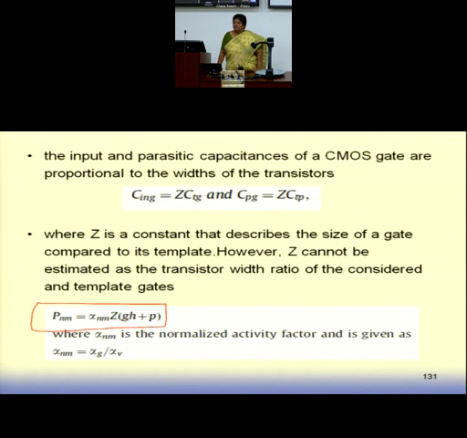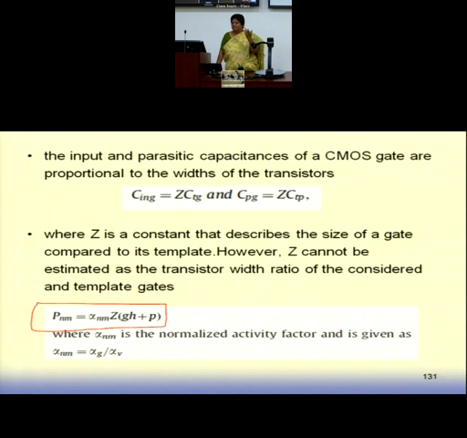Why am I doing this? Because ultimately I would be finding out the optimum width for which PDP is minimum. I would be interested in that. So this will help me in getting that value. So suppose your standard gate is the gate itself, then Z will become 1. So there is something that you should know, a starting point. There must be a starting point.